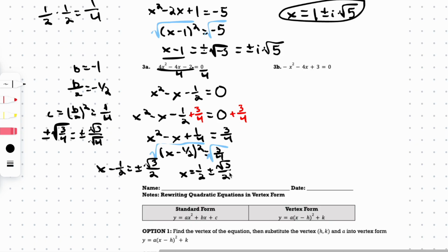And since they both have the same denominator, we can make this a little bit more visually appealing and say 1 plus or minus root 3 over 2 is our solution. Okay, perfect.